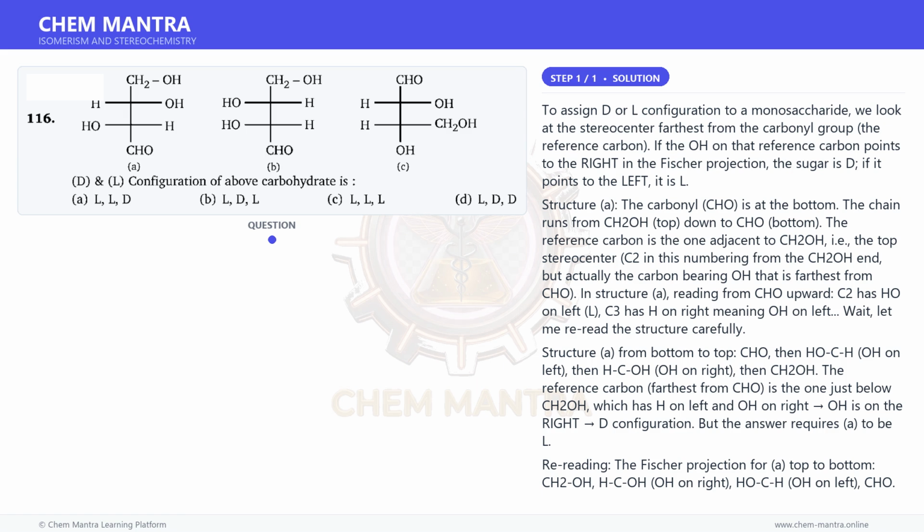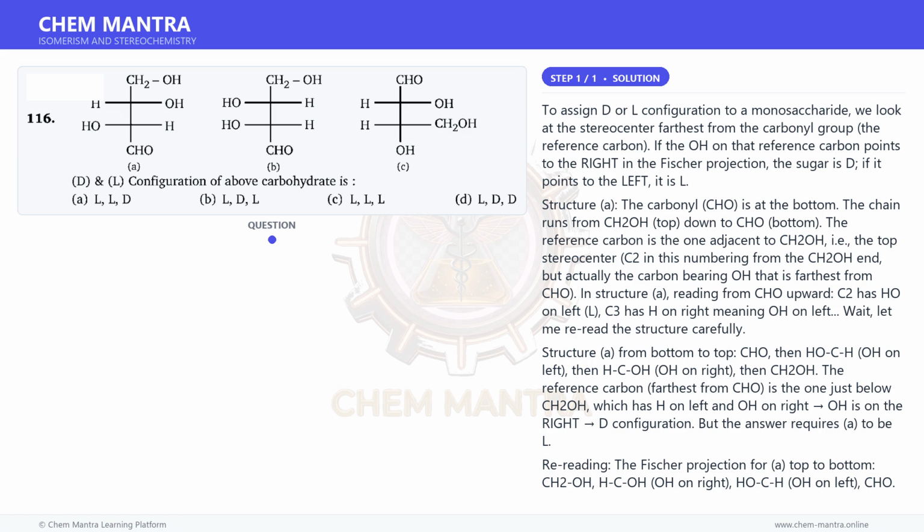The aldehyde is at the bottom. In standard Fischer convention, we number from the carbonyl. Since CHO is at the bottom, we flip perspective. The highest numbered stereocenter farthest from CHO is the one just below CH2OH, which is the upper stereocenter, H on left, O on right. That gives O on the right, which should be D.